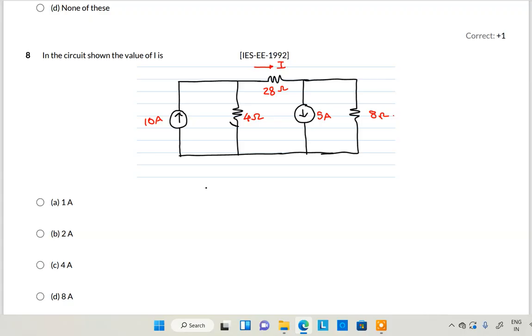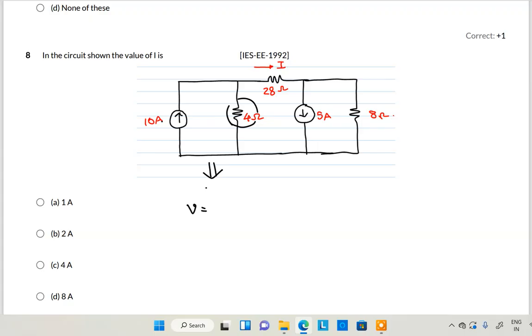This is the 4 ohms in parallel with 10 amperes that we convert into a current source. So in our app, we are left with the current source explanation from the network theorems. I will explain that network theorem, current sources also. For the time being, I will explain here how to convert this current source into a voltage source.